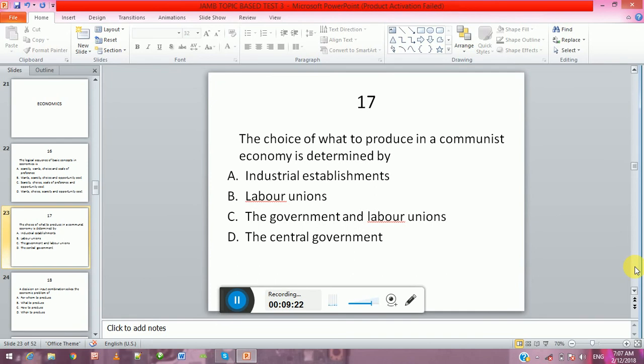The choice of what to produce in a communist economy is determined by A. Industrial establishments, B. Labor unions, C. The government and labor unions, D. The central government.